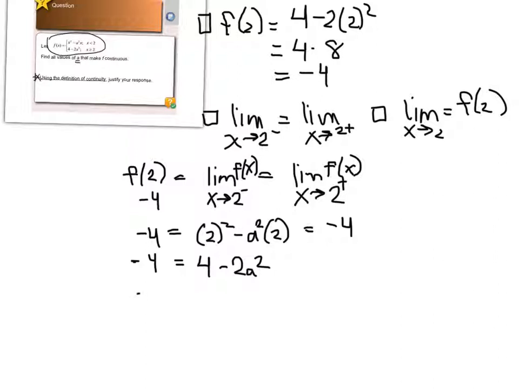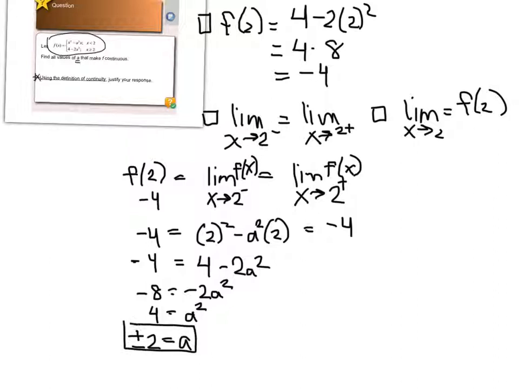Subtract the 4 from both sides. Negative 8 is negative 2a squared. Divide by negative 2. 4 equals a squared. Take the square root of both sides, and I get plus or minus 2 is equivalent to a.